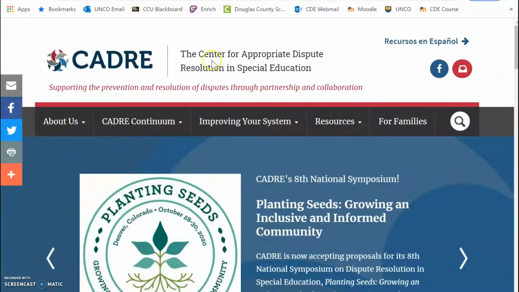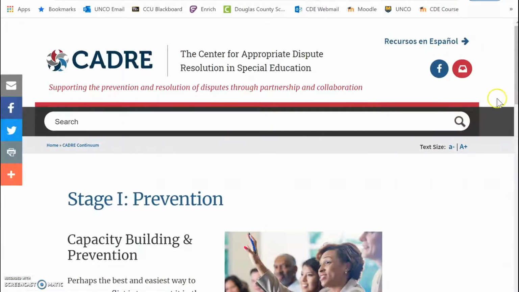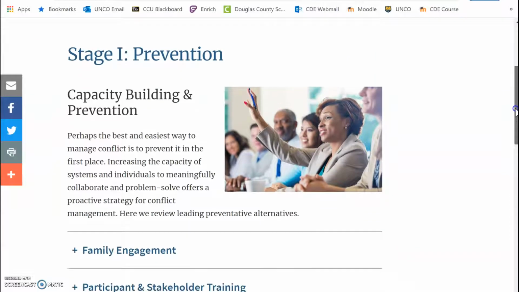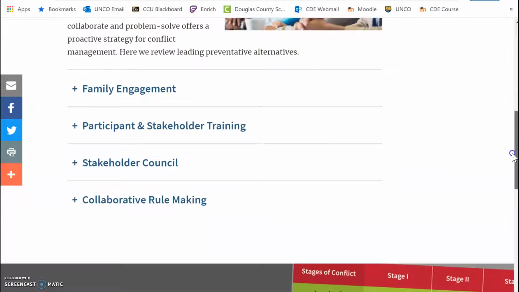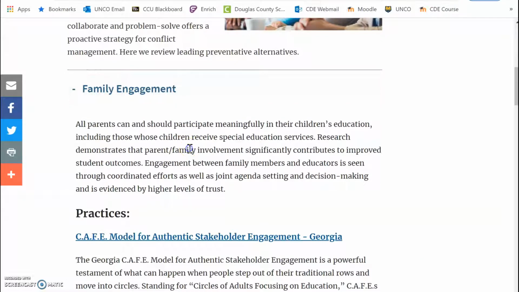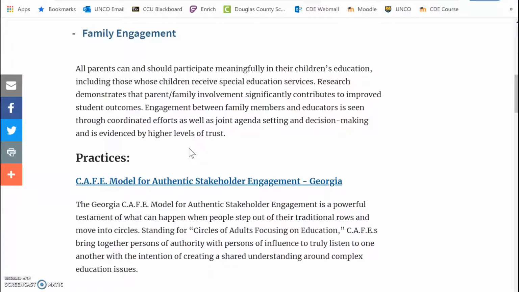I would say the best place to start is to go to the Cadre Continuum, and you'll see what Cadre has to offer for resources for schools, districts, families. In particular, Cadre focuses on strategies that schools and districts can use to reduce conflict or to prevent it in the first place. So for instance, obviously, family engagement builds trust, allows parents, families, or guardians to feel like a part of the team, that their voice is heard, that the school and the providers truly do have the best interest of their child in mind.